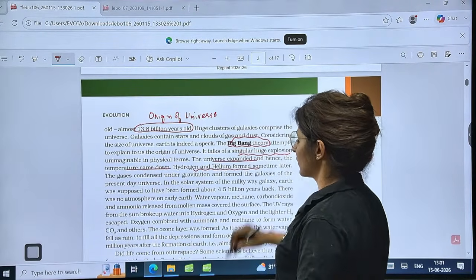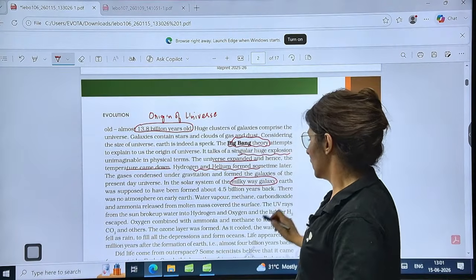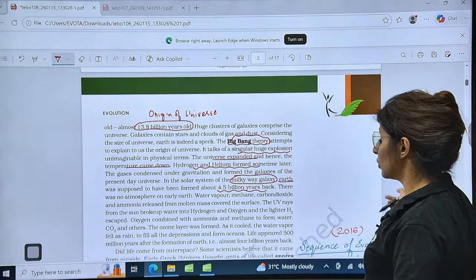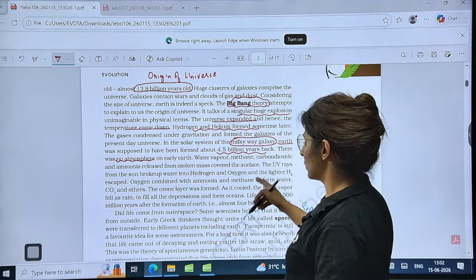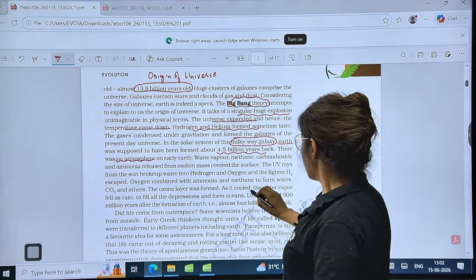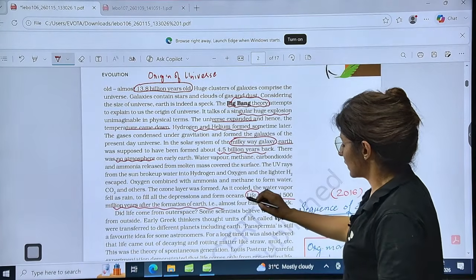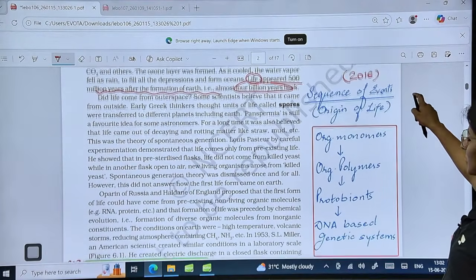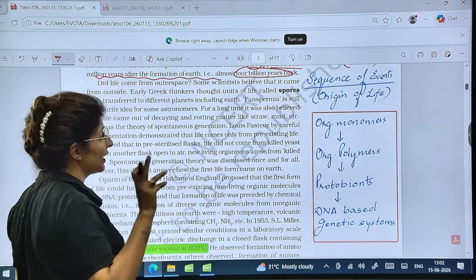Hydrogen and helium formed after some time, and then the solar system and the Milky Way, the galaxy to which we belong. Earth formed around 4.5 billion years back with no atmosphere. So the primitive Earth had no atmosphere. Is that clear? Later on, ozone was formed and so on. Life appeared 500 million years after the formation of Earth, that is, 4 billion years back. So you have to remember the sequence of events, and also the other theories which explain the origin of life.